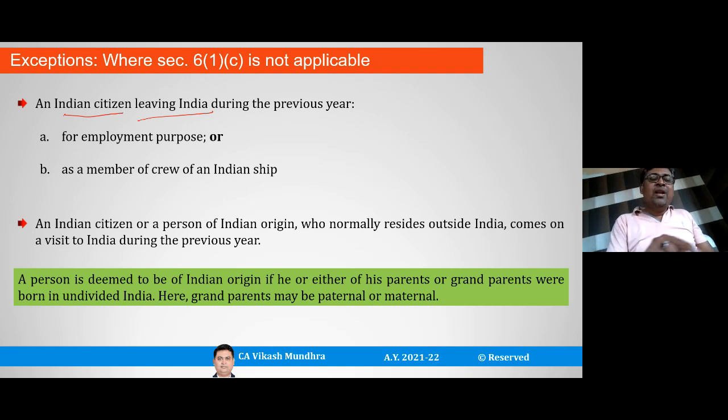Got it? Number two, as a member of the crew of an Indian ship: a person going abroad on a ship as a crew member, as a staff member of that Indian ship, then condition number two is not applicable. For determining the residential status of this type of individual, condition number two is not applicable. He is said to be resident in India only if his stay in India during that previous year is for 182 days or more. Got it?